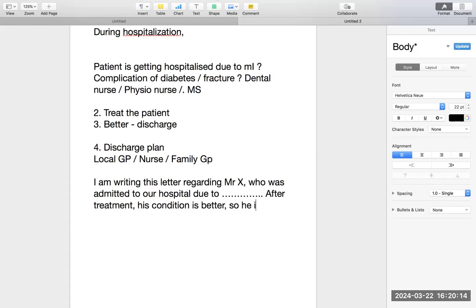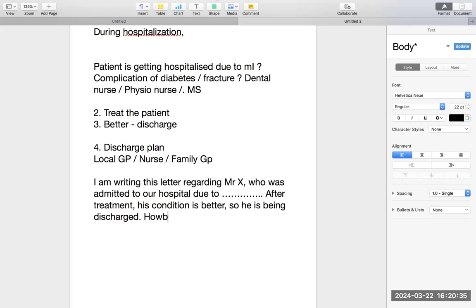So what will happen? He is being discharged. If the patient is better, why will you keep him? You will obviously discharge him. And that is passive voice, comma and so. Please note this thing: after treatment, there is a comma. Comma means pause. After treatment, his condition is better, so he is being discharged.